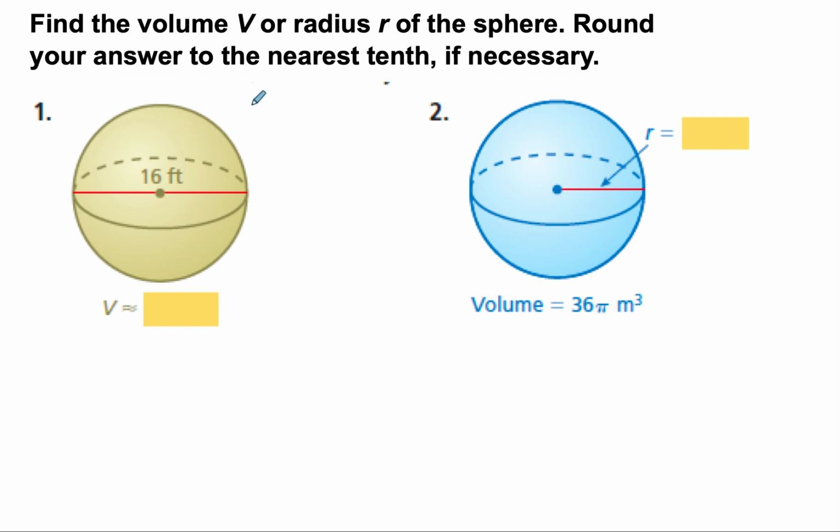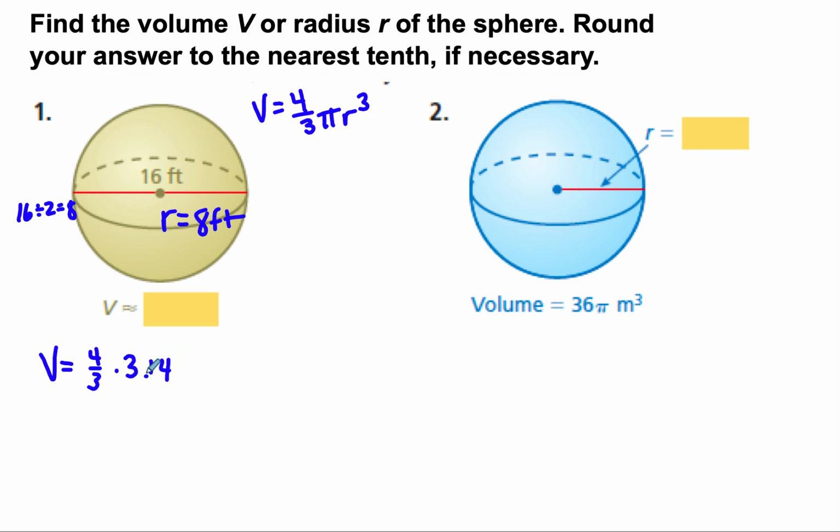All right, let's check our answers. So again, here's our formula, 4/3 pi r cubed. This one gives us the diameter. The radius is going to be 8 feet, and that comes from doing this: 16 divided by 2 equals 8. All right, so volume equals 4/3 times pi, 3.14, times radius cubed, 8 times 8 times 8.